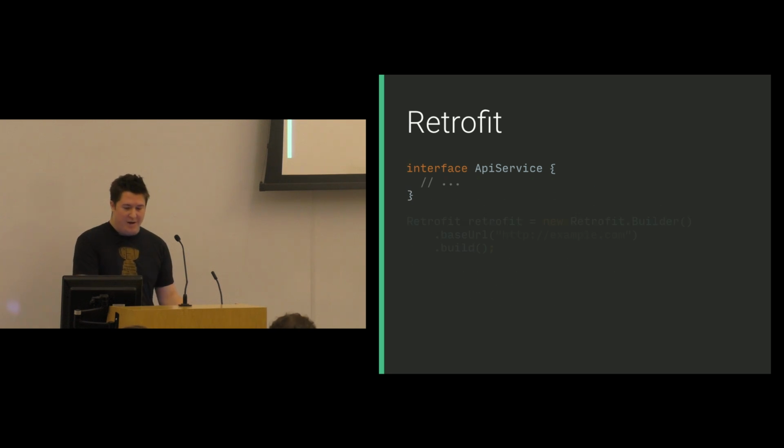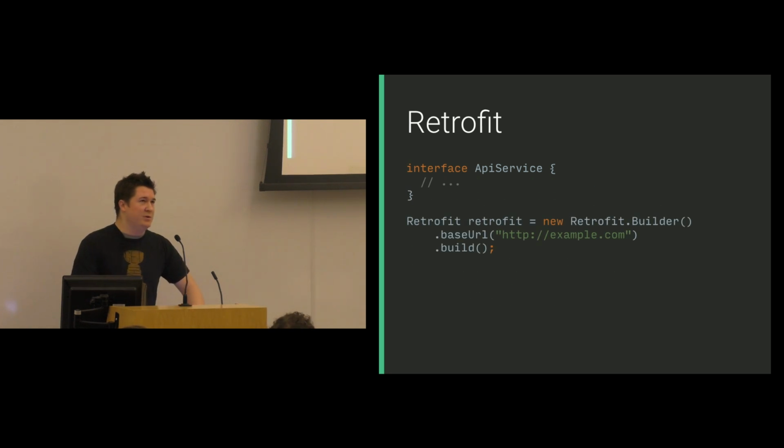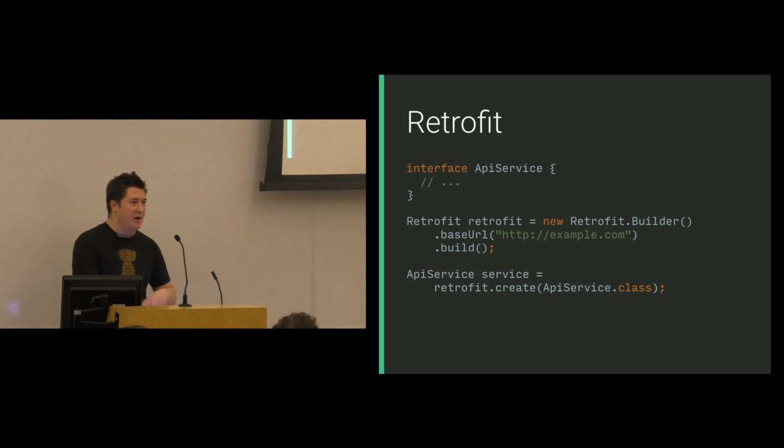And then the other half of Retrofit is how you take that interface and turn it into something that actually makes the request. And that's what this Retrofit object is. All it requires is this base URL, the base on which all these relative paths will be appended. And then you can use this object to generate an instance of that interface. And now you have a fully functioning HTTP client that can interact with your API in whatever way you need to.